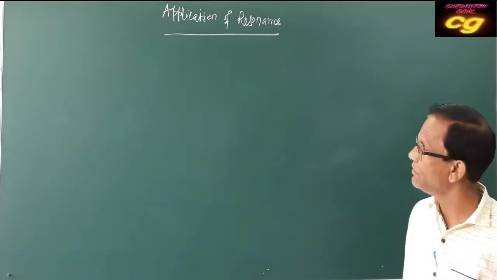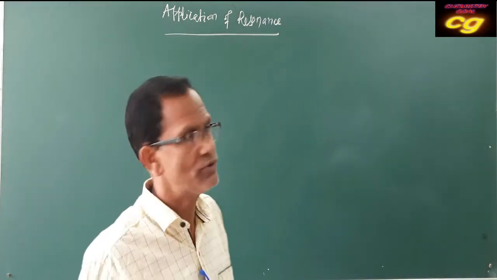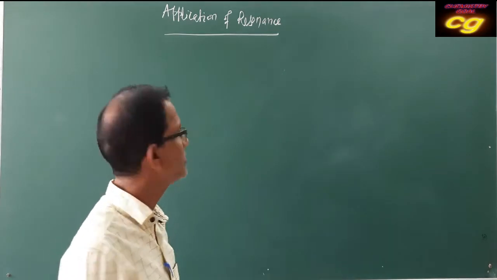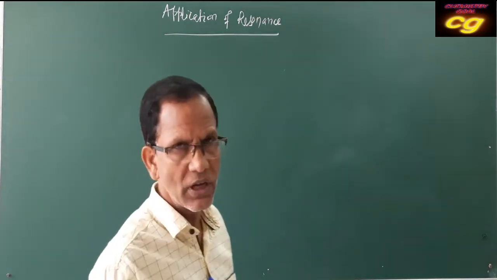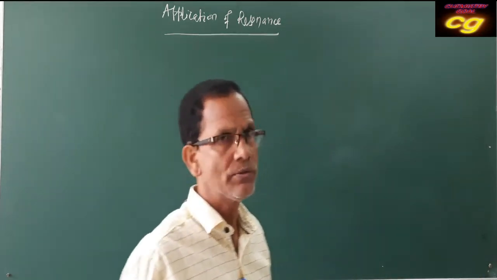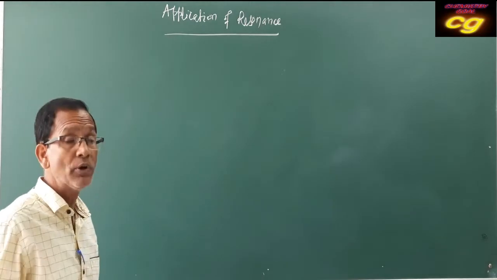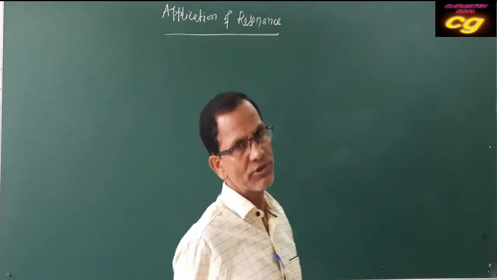In the last class we have already discussed what resonance is, what the different structures of resonance are, and what the different conditions of resonance are. We have also discussed which canonical form is more stable and which is less stable. Now we discuss the important applications and uses of resonance in organic chemistry.